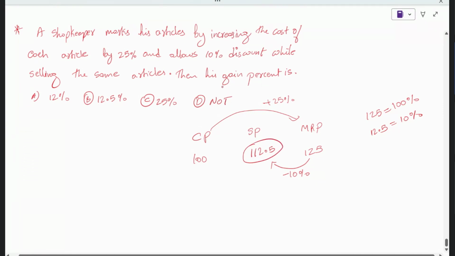Now his gain percent, what is it? Gain percent is nothing but profit percent: selling price is 112.5 minus cost price 100, divided by cost price 100, into 100. Cancel, are we getting 12.5%, or no? The answer is B.